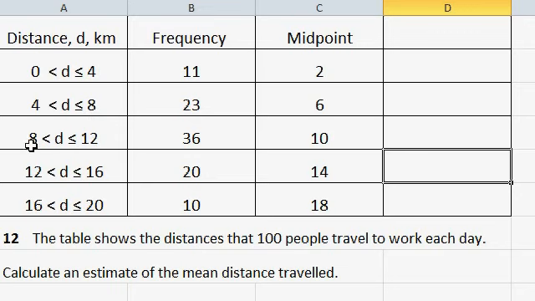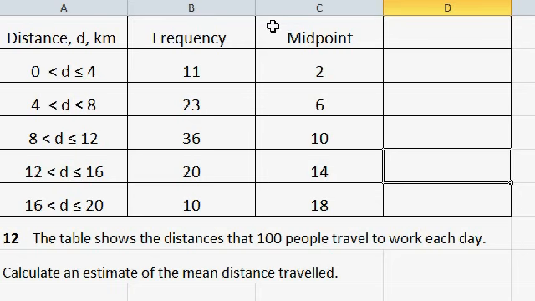12 minus 8 is 4. Half of 4 is 2, so add 2 to 8 and you get 10. You can see that each time you're just adding 2 to the first value. So once you do it for the first one, you can easily do the others. Or you can just see 16 to 20, there's a distance of 4 there. So 2 more than 16 or 2 less than 20 will be right in the middle. 16, 17, 18, 19, 20, 18 is right in the middle.